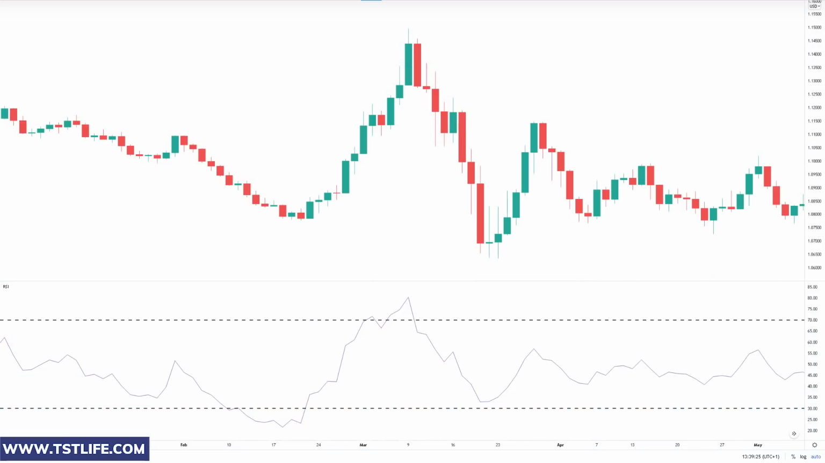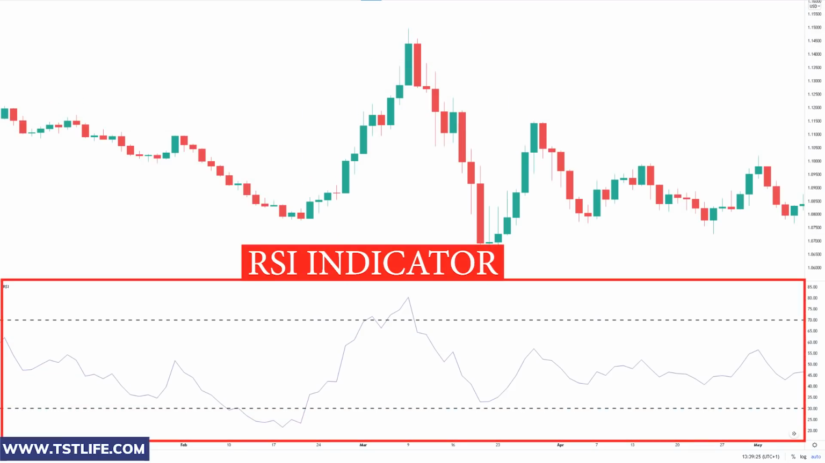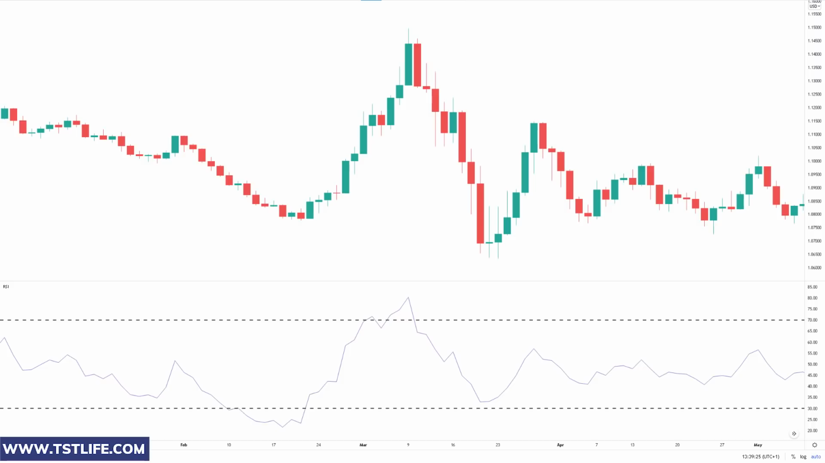Before we begin backtesting, let's review the setup again. So we will use the RSI indicator to enter the market. I'm sure some of you have watched the video where we backtested the RSI trading strategy 100 times. I'll leave a link to that video at the end of this one.